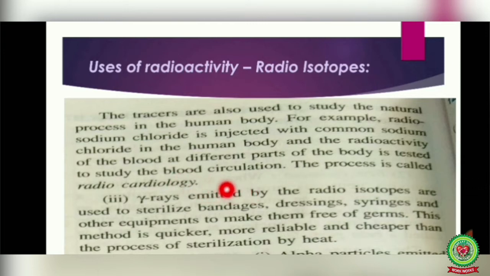Third, gamma rays emitted by radioisotopes are also used to sterilize bandages, dressings, syringes and other equipment to make them free of germs. Gamma rays are also used for sterilizing purposes. This method is quicker, more reliable and cheaper than the process of sterilization by heat, as we need to only pass gamma radiations and the things will be sterilized easily.